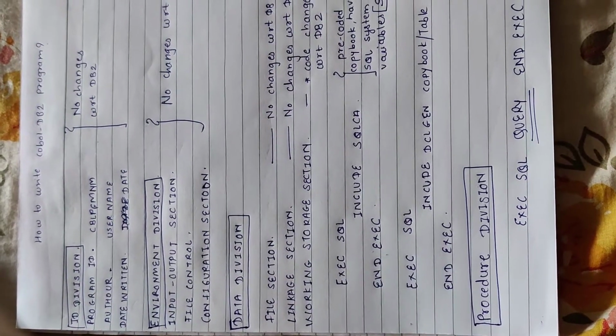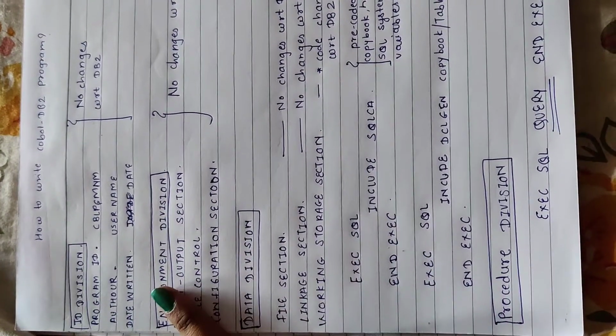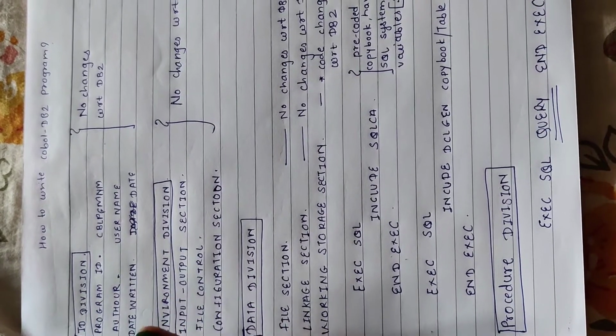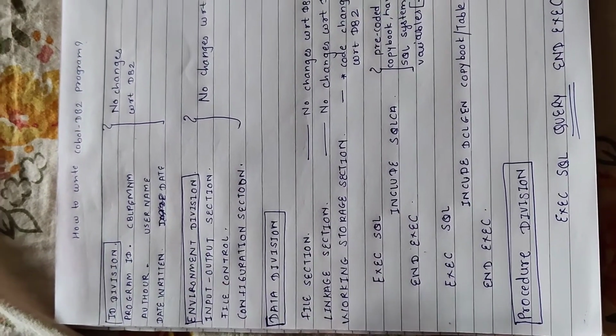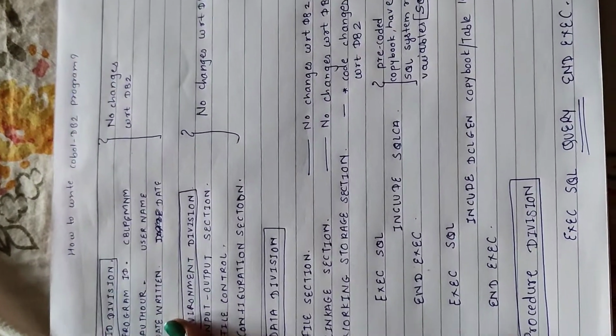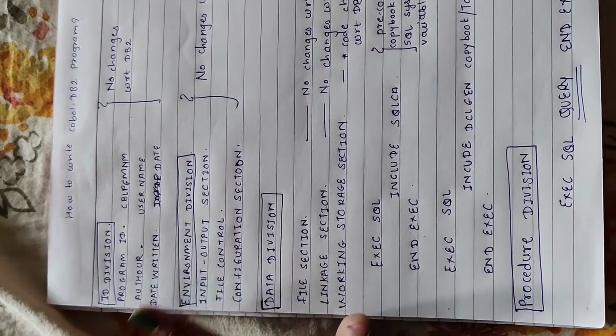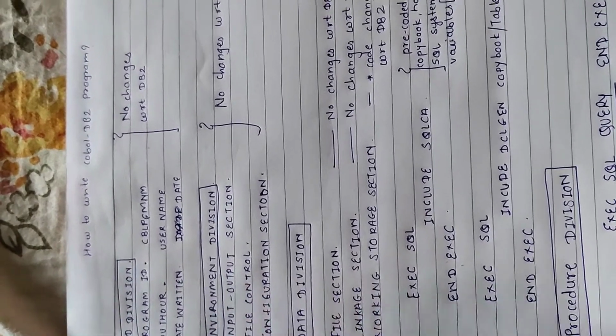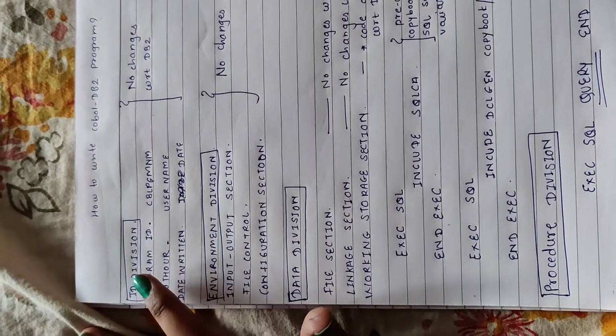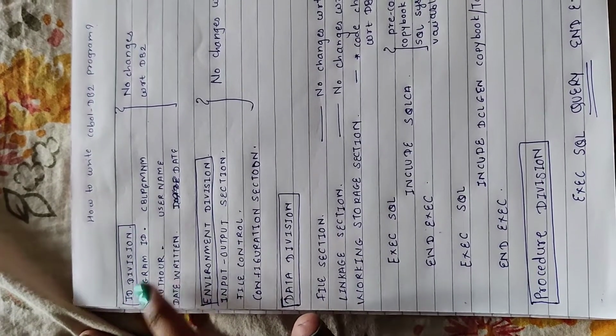Hello friends, I have prepared a video on how we can write a COBOL DB2 program. I will explain what changes we have to make in each division. First, as usual, we write the identification division.